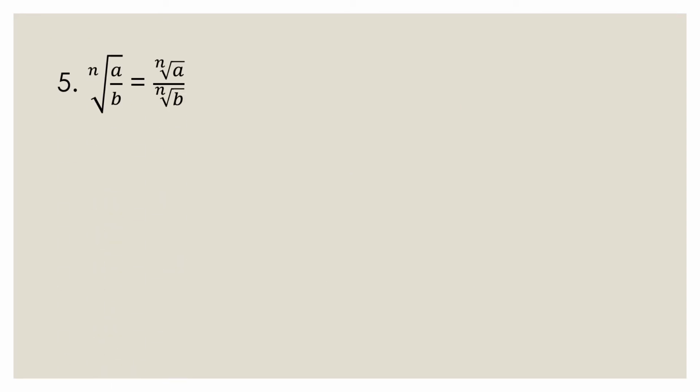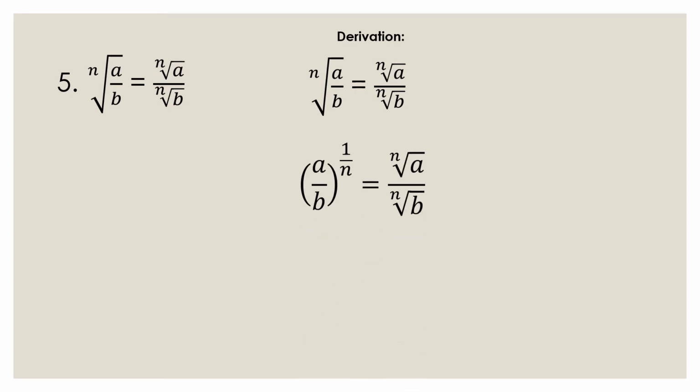Then, the fifth rule, which states that the nth root of a over b is equal to the nth root of a over the nth root of b. So for the derivation, we have here the nth root of a over b is equal to the nth root of a over nth root of b. Then, we can have the quantity of a over b raised to the power of 1 over n, that is equal to the nth root of a over nth root of b.